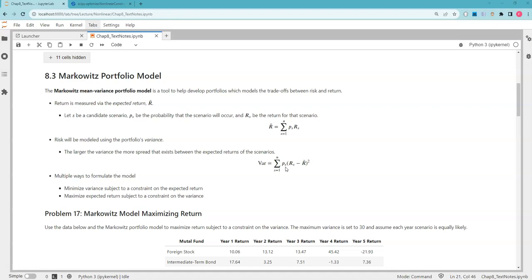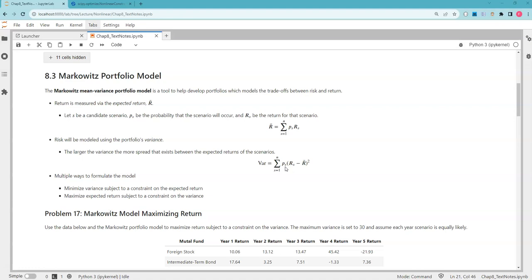There are also variations on this Markowitz model as far as how to actually formulate it. In one sense, you could say, I want to have a certain level of return and set that as a constraint, and then minimize the variance on top of that. Or you could say, I want to maximize the return by setting a condition on the variance as well, to keep that in check. With that being said, let's go ahead and look at a more tangible example.